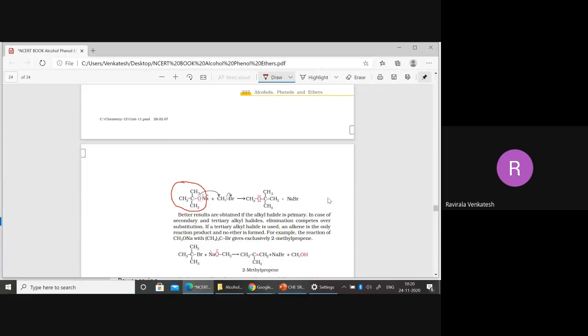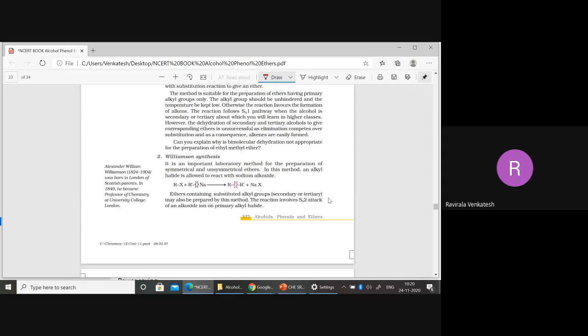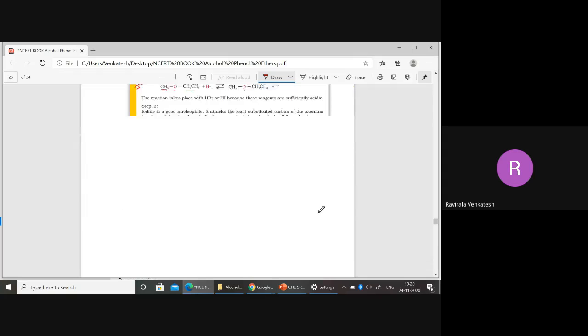I gave some homework also. Better results are obtained if the alkyl halide is primary, isn't it? The alkyl halide must be primary. That means what? Small group. Primary means small group. Then this group, the alkoxide, should be what? Always a bulky group. Understood? Anybody having doubts in this one?